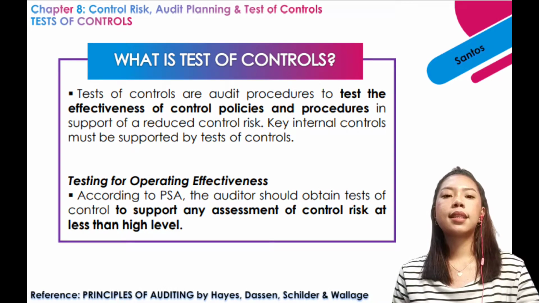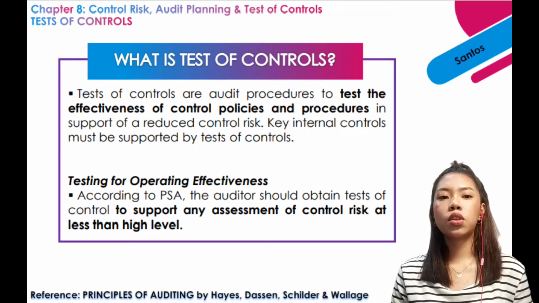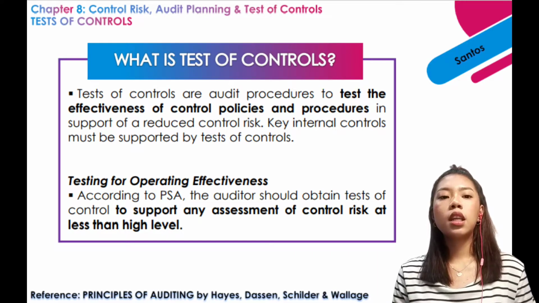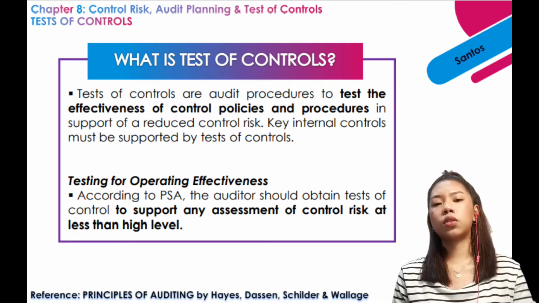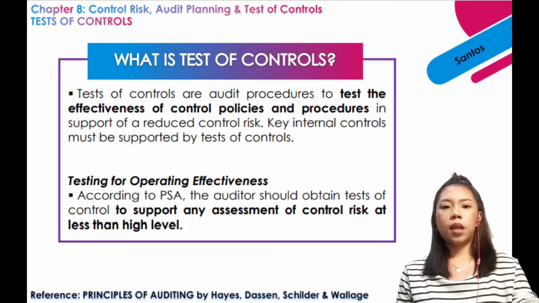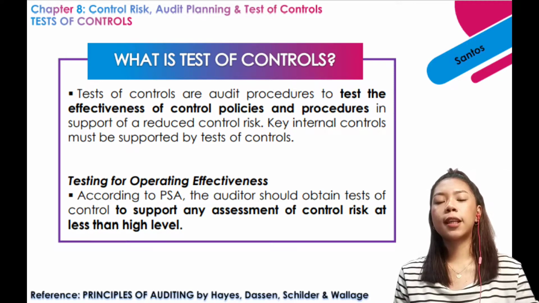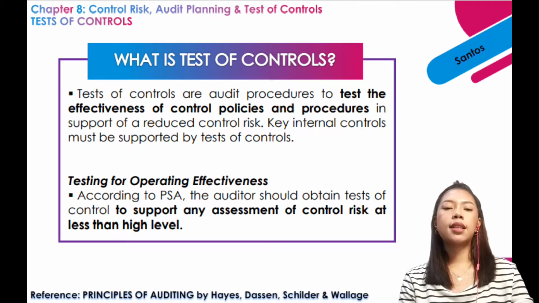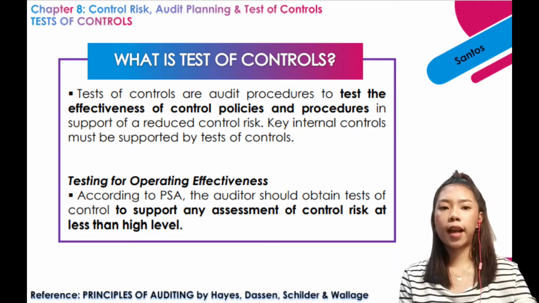So what is test of controls? Test of controls are audit procedures to test the effectiveness of control policies and procedures in support of a reduced control risk. Key internal controls must be supported by test of controls. The main purpose of test of control is to assess control risk. A test of control is like obtaining proof that the control was executed correctly.